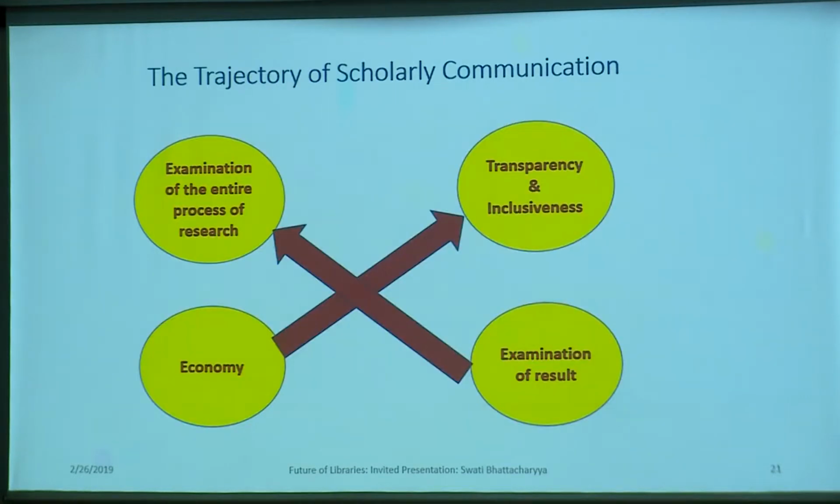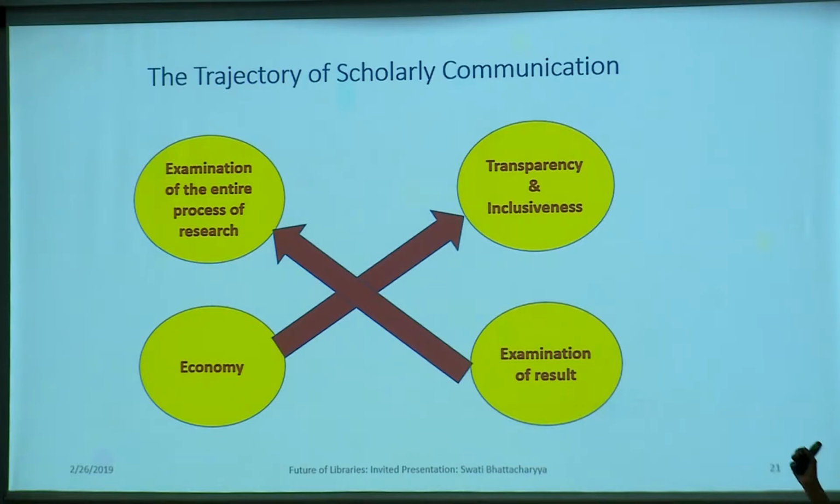So if we look at the trajectory, when we started talking about open access way back in 2000, at that time the consideration was economy, but it has now moved to transparency and inclusiveness. Whereas even 10 years back, the funding agency said the peer reviewed journal articles must be submitted to a repository, which means the consideration was still the ultimate result, that is the published result.